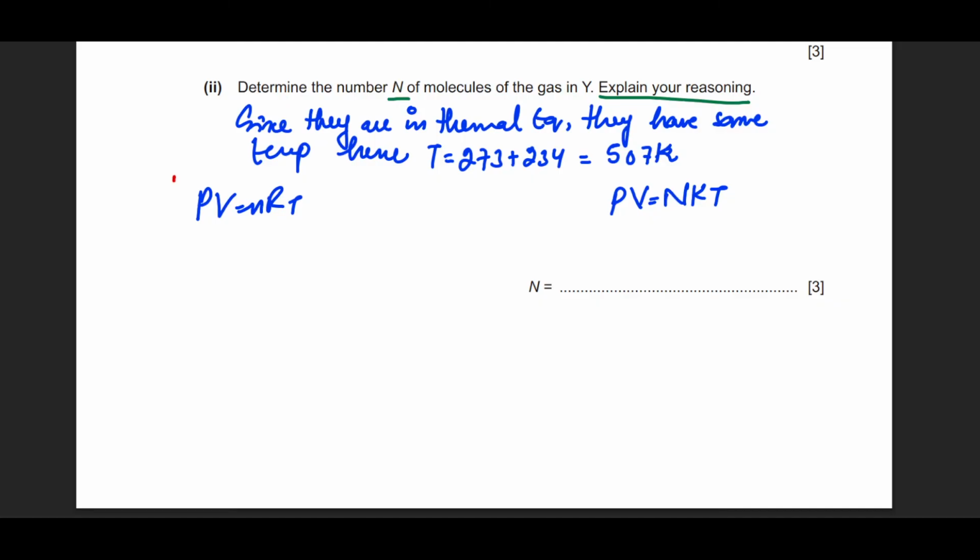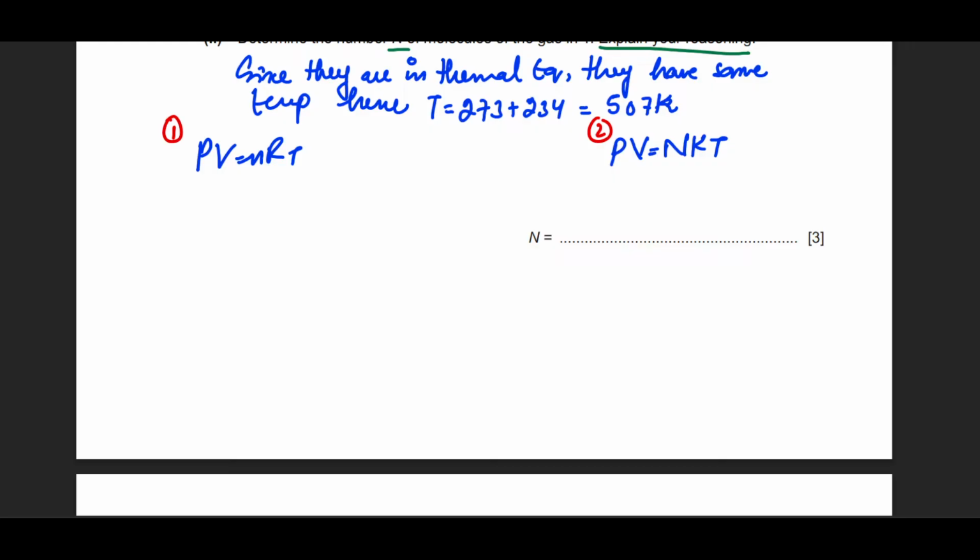But the first formula will cost you another extra step, because we want to find the number of molecules. This step gives you only the number of moles. So again, let's plug in the values. We have 2.9 into 10 raised to power 5. Volume is 0.043 equals n into 8.31, and temperature is 507 Kelvin.